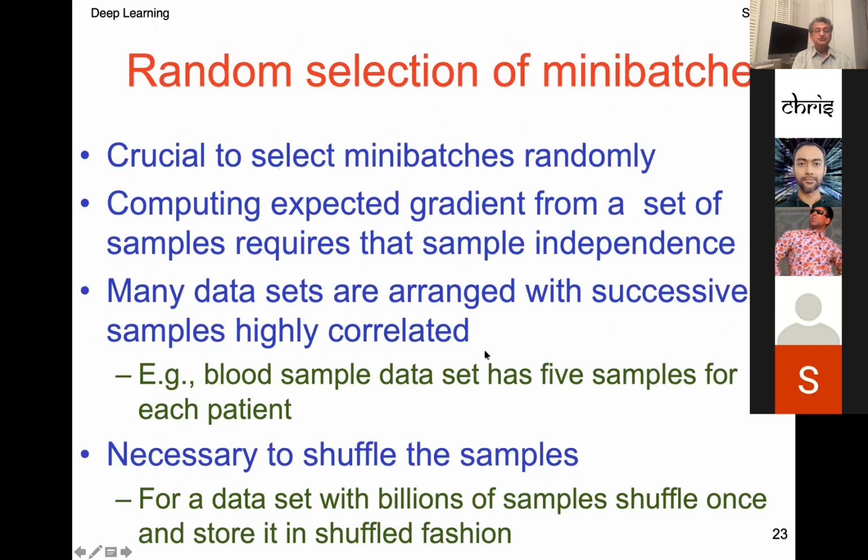And many data sets are arranged with successive samples highly correlated. So that's something to watch out for: a blood sample data set has 5 samples for each patient. If you're using blood samples, there might be 5 together for the same patient. And so it's necessary to shuffle the samples. For a data set with billions of samples, shuffle once and store it in shuffled fashion. So random selection of the data set is important.